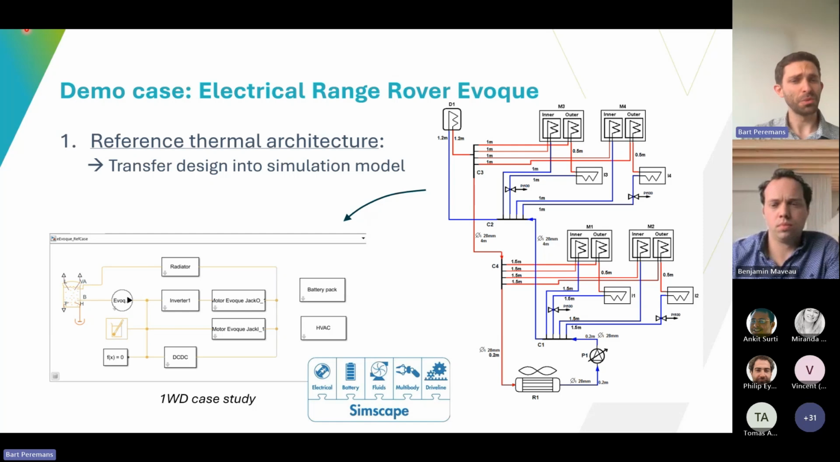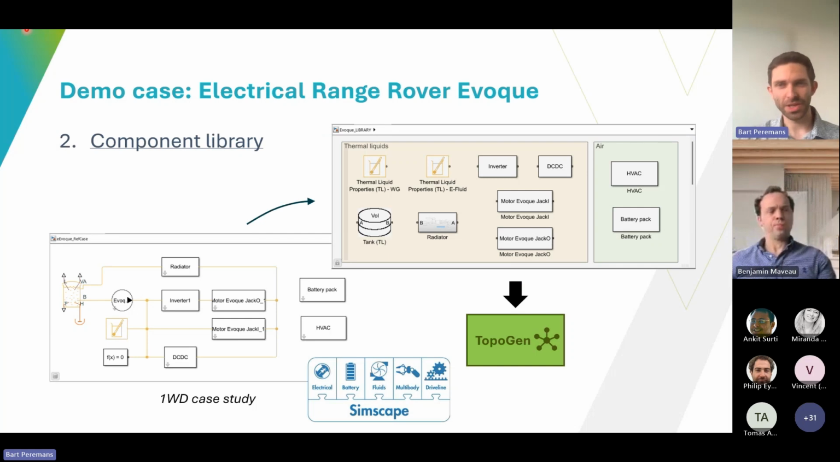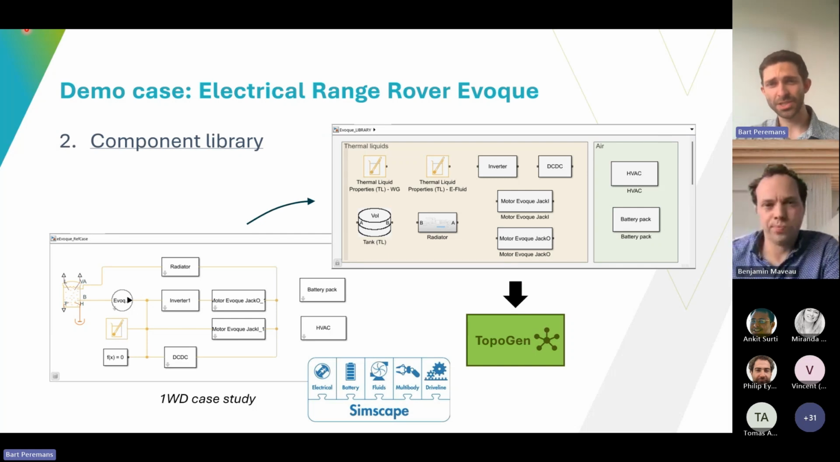Now, what we see on the left bottom is already the benchmark. Then we go to the flow chart that Benjamin showed, and what's the next step? What we need to do is extract a component library out of this. Extracting a component library means that we extract all the components that we need in the topology generation tooling in order to generate these different architectures. We end up with an inverter, a DC-DC converter, the motor cooling methods, and these kinds of things. And all these things can be fed into the topology generation tooling.